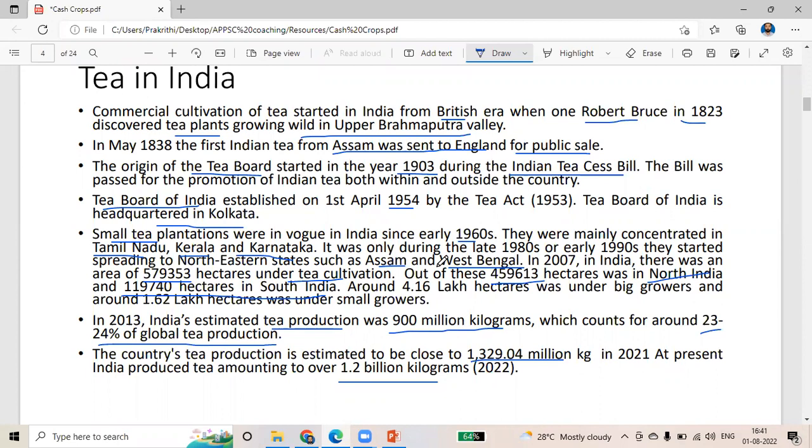And slowly small scale producers also started. In the 1960s it happened in South India. Then the same characteristic moved to the northeastern part of India. In the Assam and West Bengal region also, the same character came. And from there, we are producing a good amount of tea for the world.